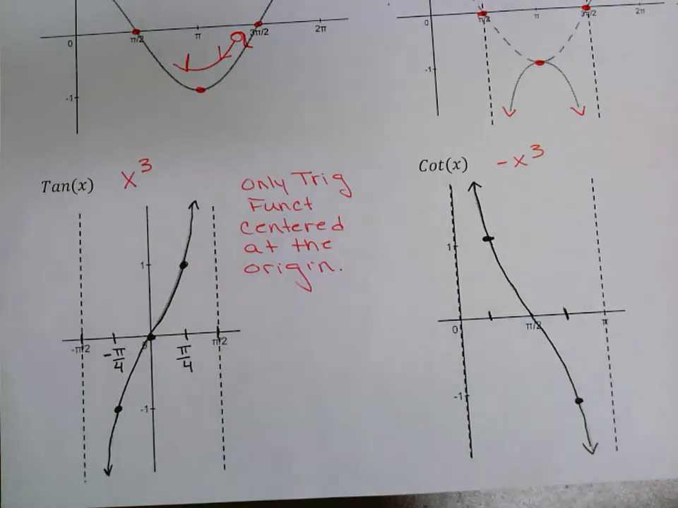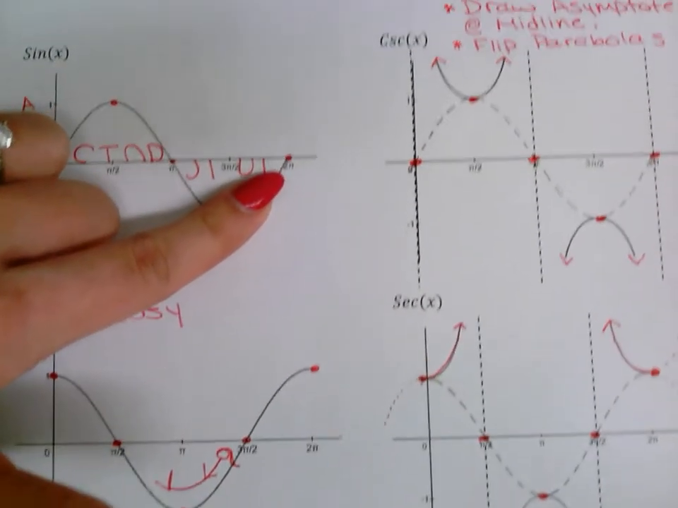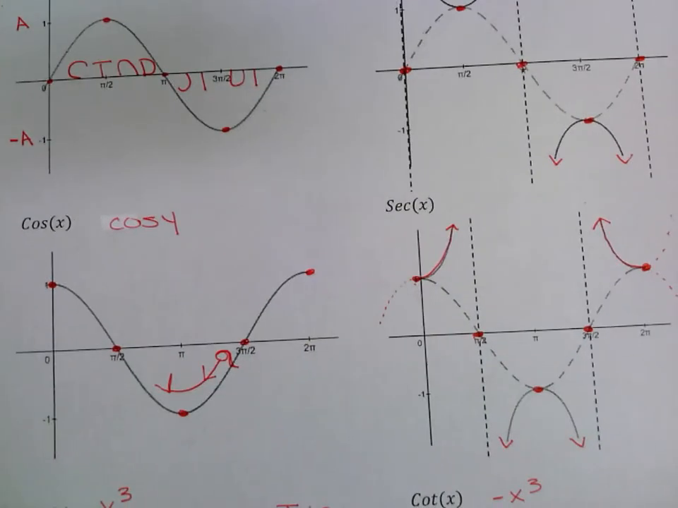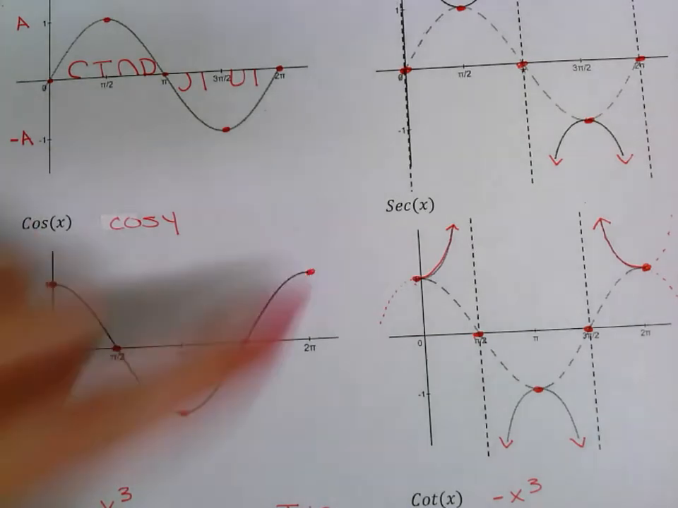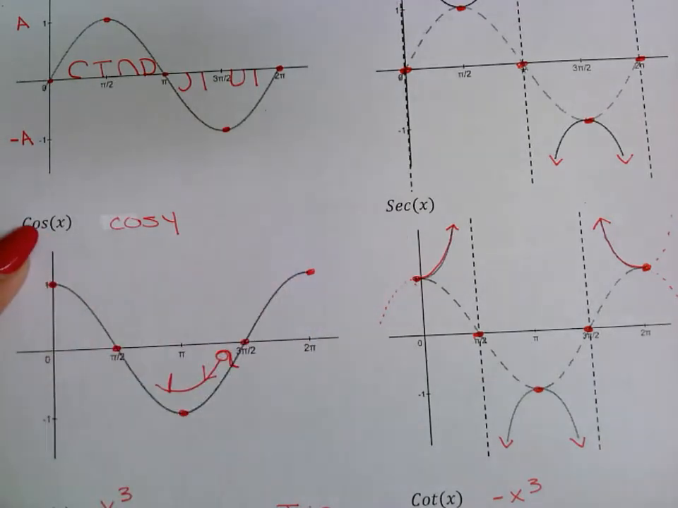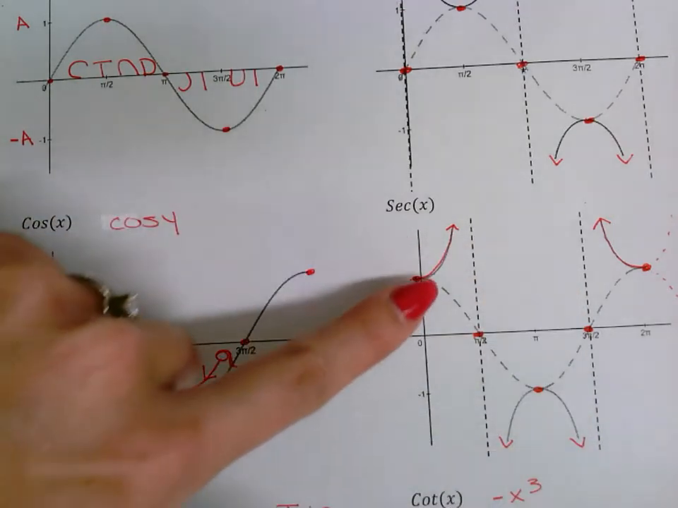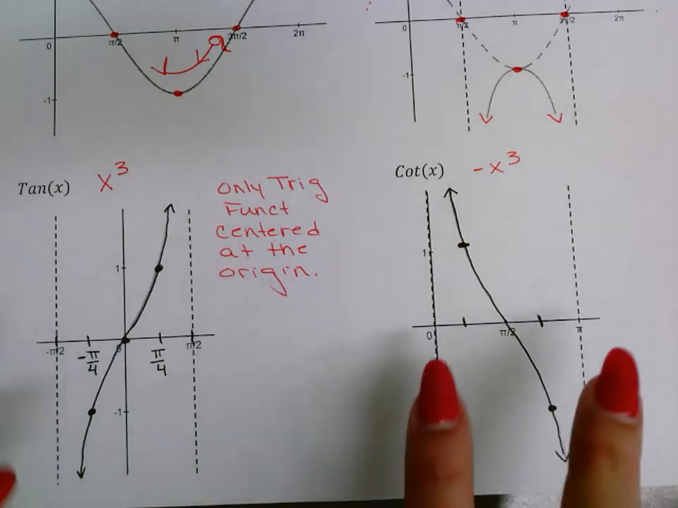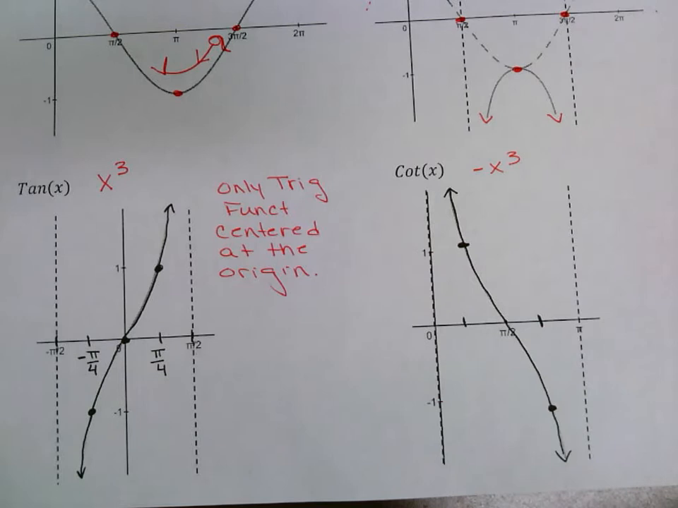All 6 trig functions except for tangent start at the origin. Sine goes over then under, while cosecant is the same thing but just drawing the asymptotes at the midline and then flipping the parabolas. Cosine starts at the top and draws more like a U, like a valley. Secant is the same as drawing cosine, but adding the asymptotes at the midline and flipping the parabolas. Tangent and cotangent, on their 5 points, the outsides are asymptotes, and the 3 in the middle have to do with the graph. Tangent, again, being the only one centered at the origin, looks like an x cubed graph, and cotangent looks like a negative x cubed graph. And those are your 6 trig functions.